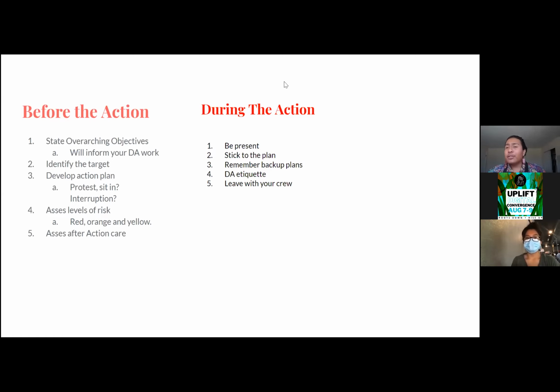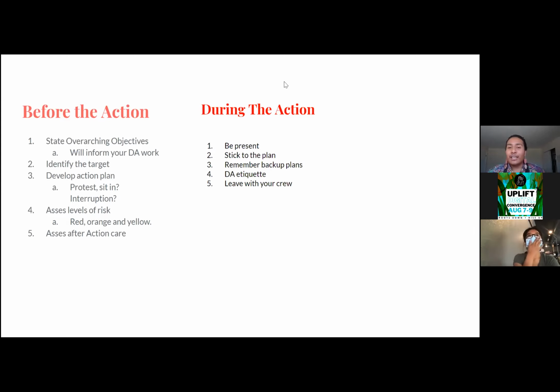3, kind of 2 and 3 are the same. Backup plans. So in case things go haywire, in case cops get violent, in case counter protesters show up, always have backup plans for situations like that. So you can ensure the safety of people there.